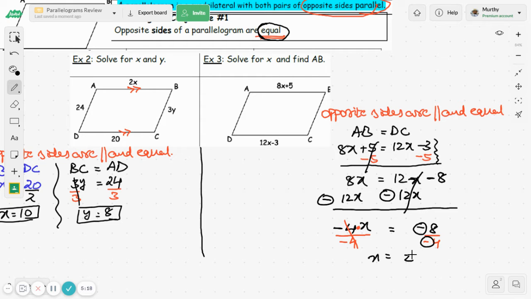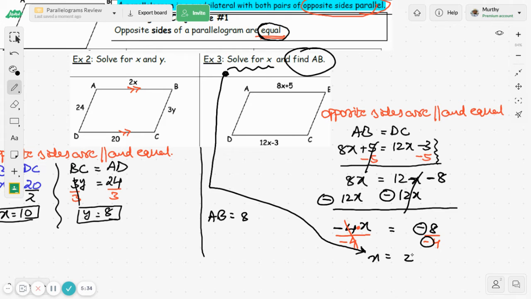So the question is solve for x. I'm done and I found the value of x, but that's not the end of the story. Find the value of AB. I see that AB equals 8x plus 5. Just now I got the value of x equals 2. So 8 times 2 plus 5. 8 times 2 is 16. 16 plus 5, that gives me 21.